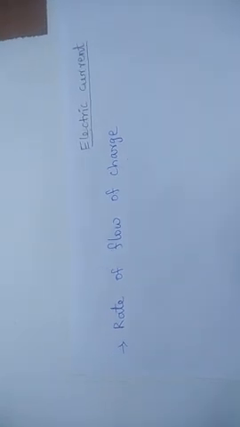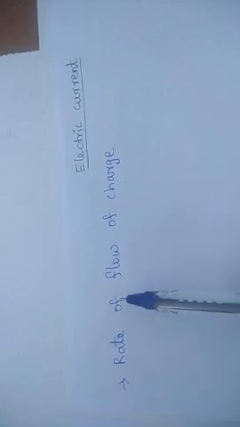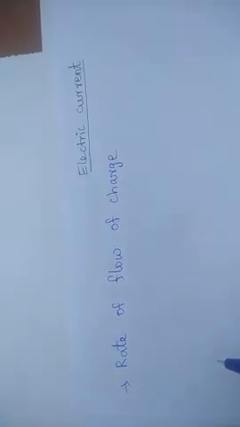Dear students, in this session we are going to see about what is electric current. The rate of flow of charge is called an electric current. So rate means time. So the flow of charge with respect to time is called an electric current.